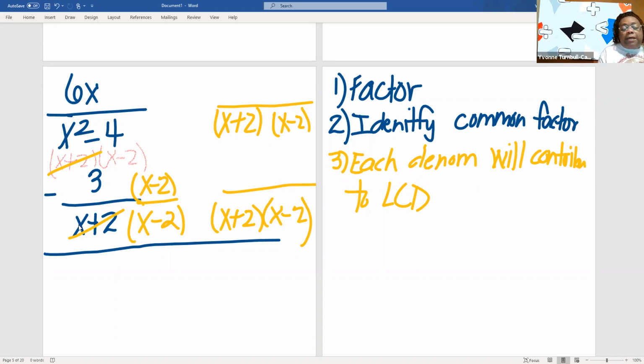Now, back up at the top, because I didn't need to multiply anything up top because my LCD was already there, that means I would just bring my numerator over. Okay, so let's go ahead and distribute that 3, shall we? That's 3x minus 6. Right here.